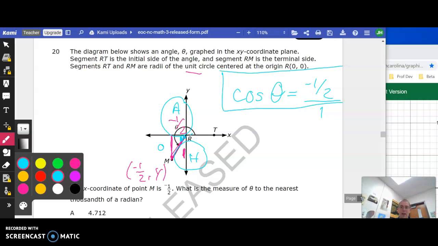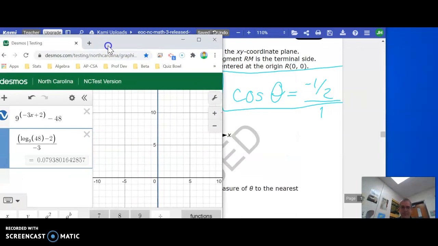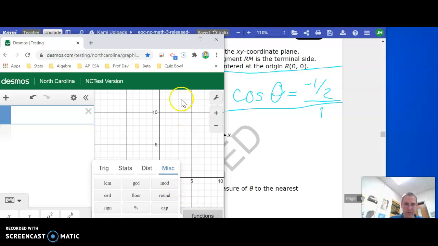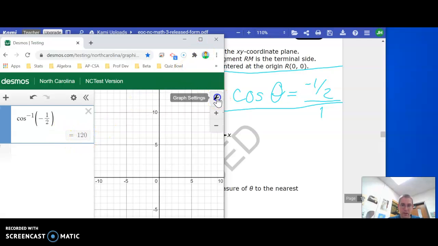Now at this point, I would like to know what theta is. And notice it says in radians. So we're going to have to be very careful as we use Desmos here. So what I can do is I need an inverse cosine to get rid of that. So I'm going to go to my functions, functions trig, and there's my inverse cosine. So inverse cosine of negative 1/2, and then that is giving me an answer that's probably in degrees, looking how pretty it is.